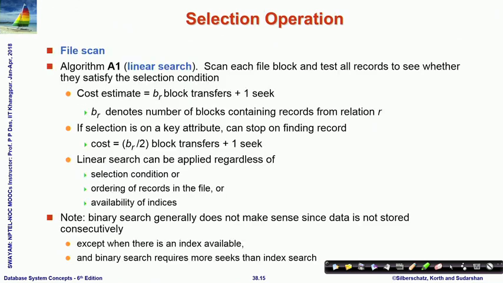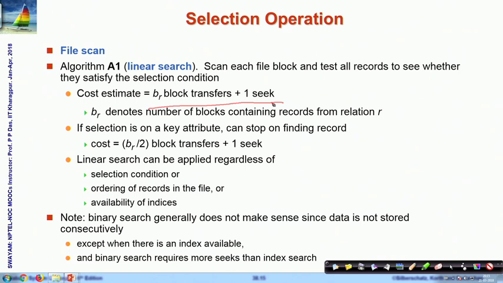The first algorithm, which we are calling algorithm A1, is a linear search. We just scan the file from one end to the other, say we are looking for a couple of records or a single record. We look at all the records and check whether they satisfy the selection condition. So, the cost for that would be BR block transfers. If BR is the number of blocks containing records from relation R, then BR blocks have to be read and one seek has to happen.